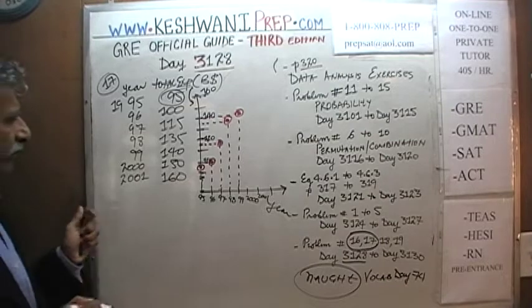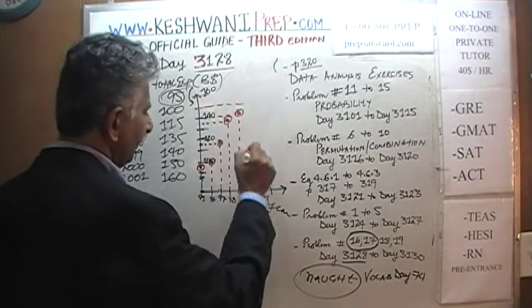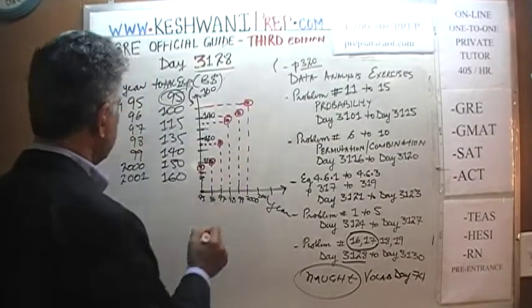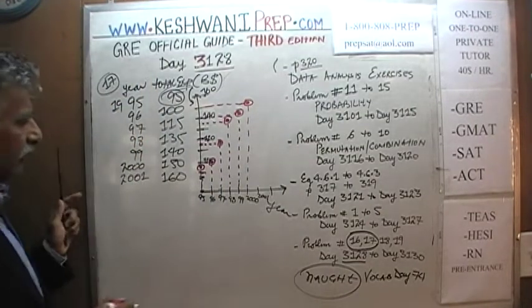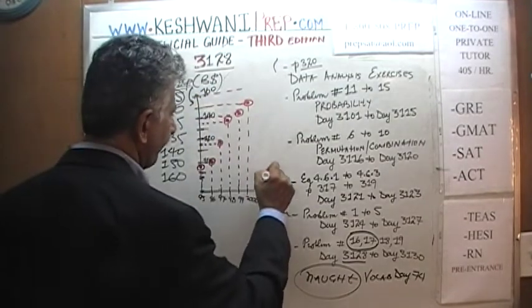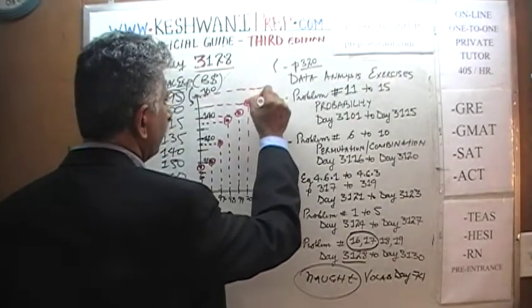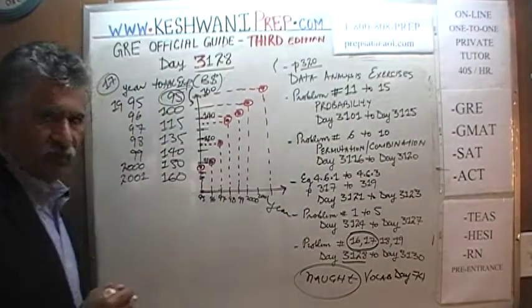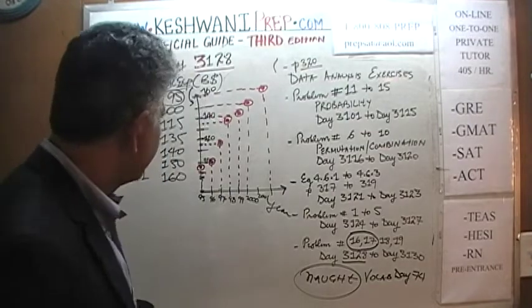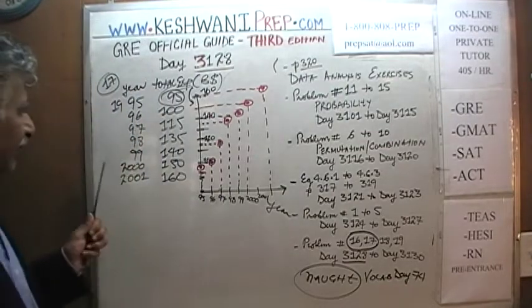And then in 2000 we had 150. 150 is right here, and the year 2000 is right here. And then 2001, and in 2001 it was 160. First thing we should notice is that in the last three years, it went up by exactly 10,000.